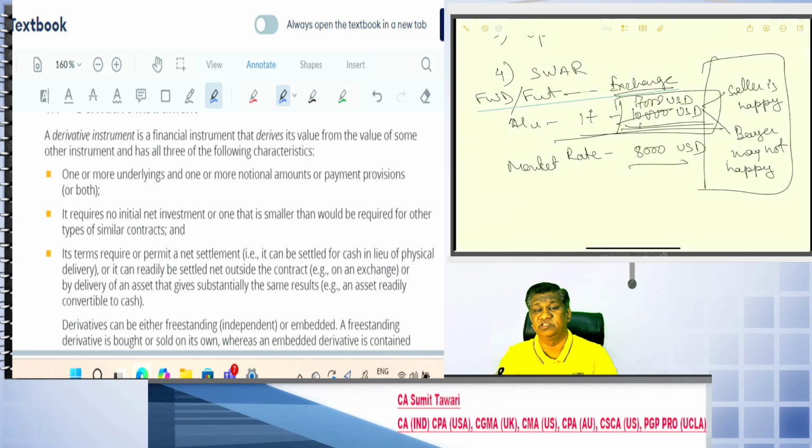In a forward, two separate people can do the transaction on their own, but in a future you need to go through the exchange only. So a future is quite systematic, not customized. That is the only difference. But in both forward and future, both parties are under obligation.